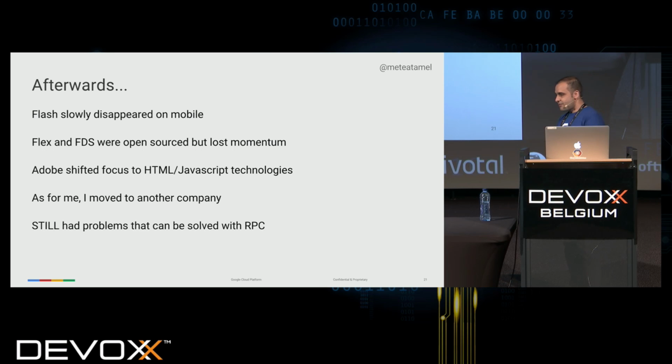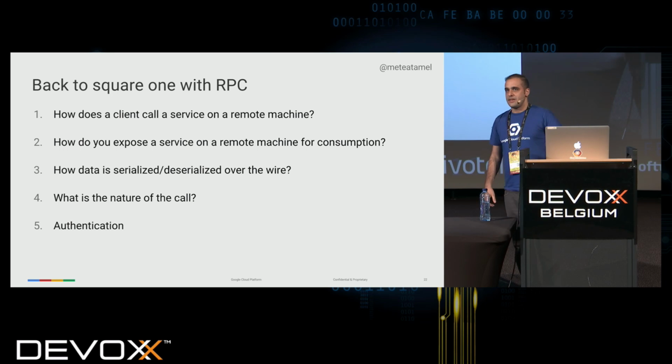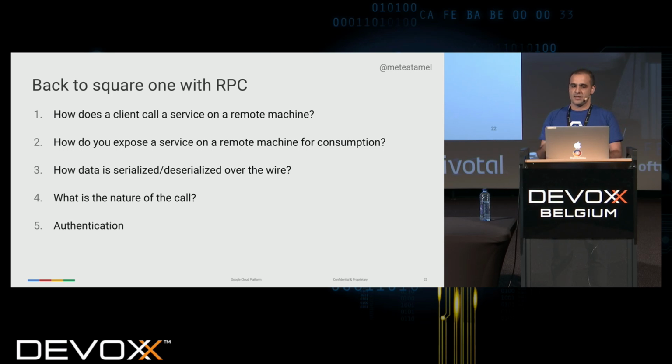But I still had problems to solve with RPC. So when I started working in this new company, I was back to square one. I had to answer these questions: how does a client call a service on a remote machine? How do you expose the service so that the client knows about it? How is the data serialized and deserialized? What's the nature of the call? Is it HTTP? Is it TCP? Is it WebSocket? Authentication, how do I do the authentication? All these questions that I asked and implemented in Flash were gone. I couldn't use Flash anymore, but I had to answer them again and implement them again. So I felt like I went back in time, basically.